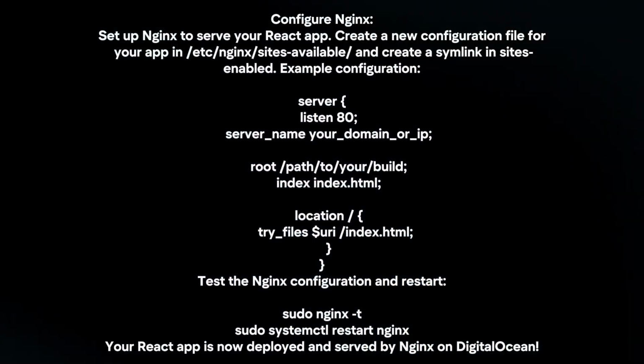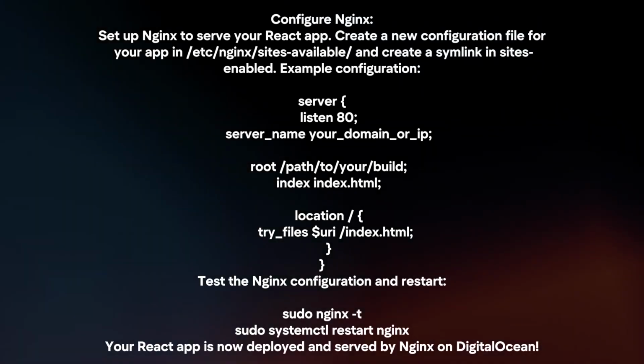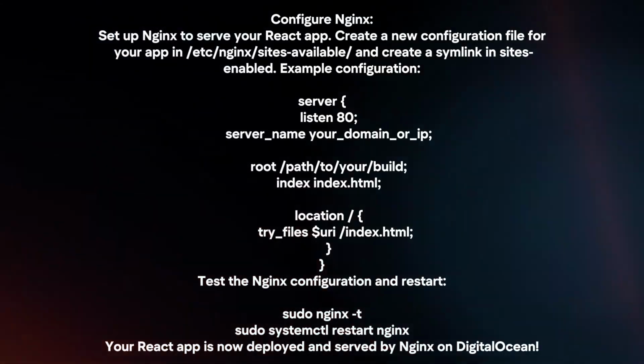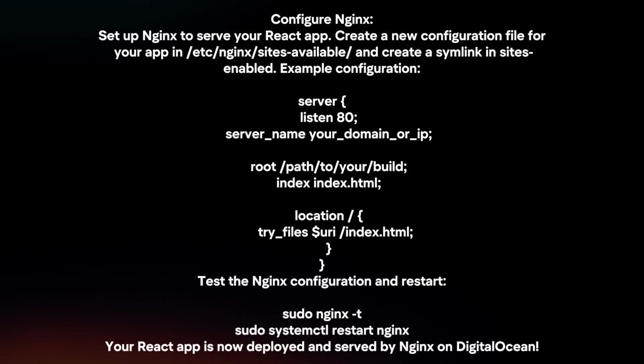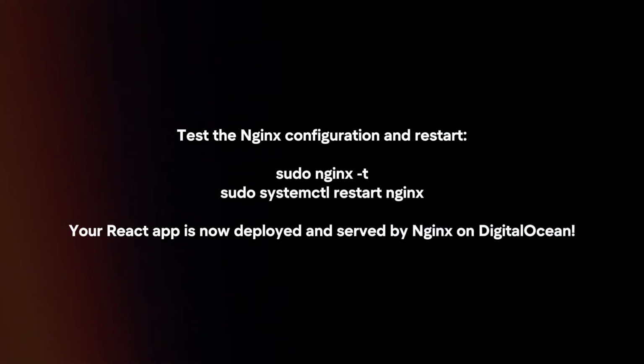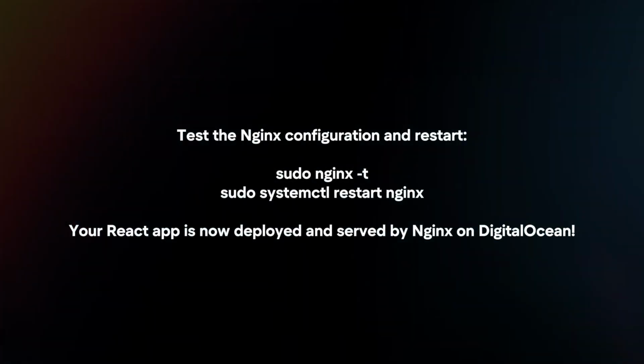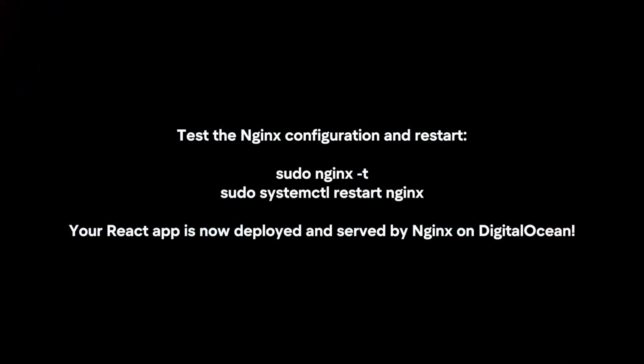Configure Nginx. Set up Nginx to serve your React app. Create a new configuration file for your app and create a symlink. Test the Nginx configuration and restart. Your React app is now deployed and served by Nginx on DigitalOcean.